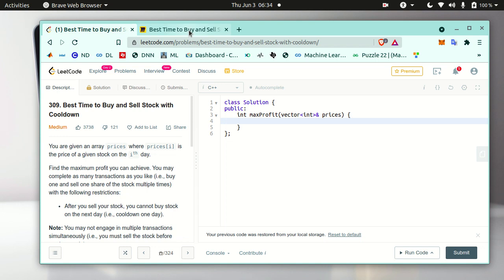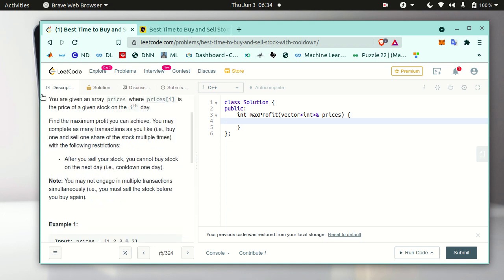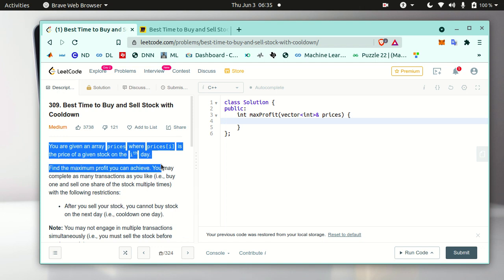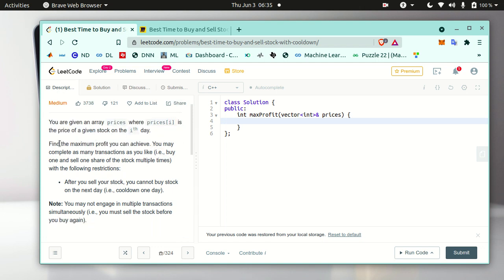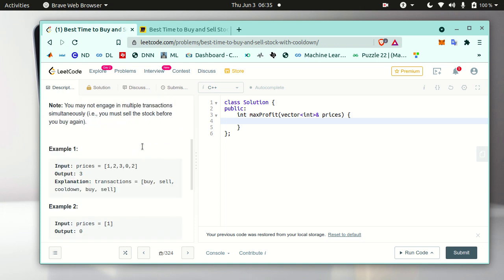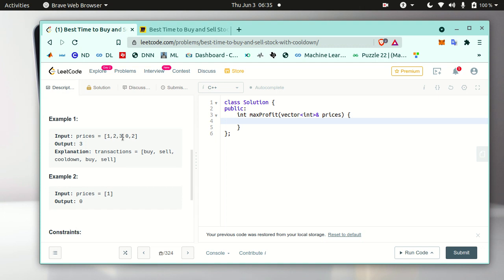It says you are given an array prices where prices[i] is the price of a given stock on the ith day, and you have to find the maximum profit that you can achieve, but there is a rule: after you sell your stock you cannot buy stock on the next day. There is a 1 day cooldown. So if you sell here, you cannot buy on this day, on the next day you have to buy here.